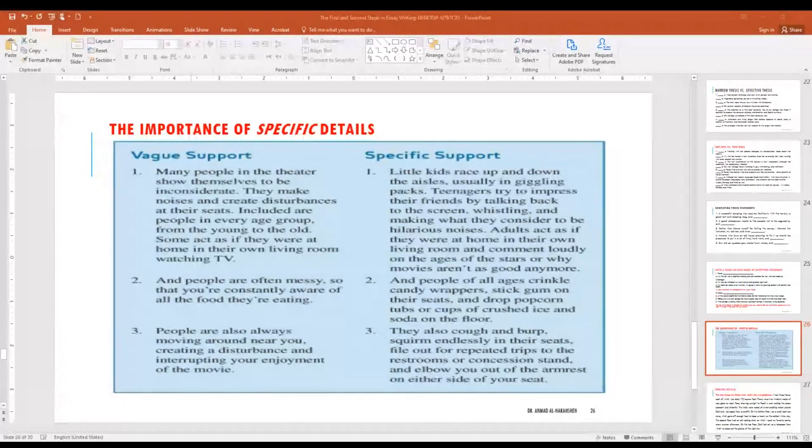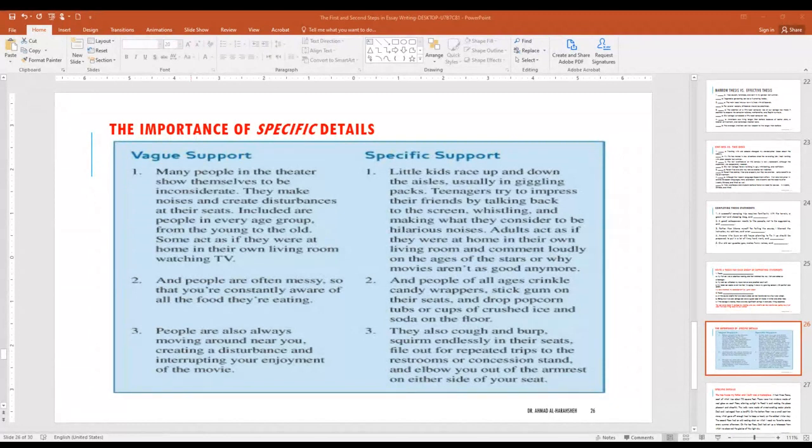But again, you have to make sure that you try to avoid direct reference to any group of people. You talk about them, several, some. They make noises and create disturbances at their seats. Included are people in every age group. Look, people in every age group, so all the people, from the young to the old. Oh my God. Some act as if they were at home in their own living room watching TV.